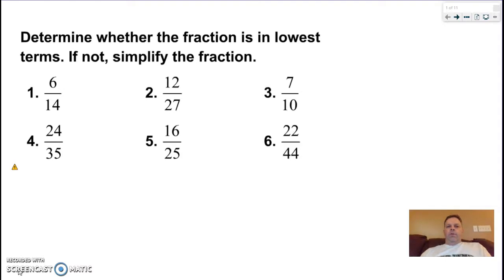Today, we are going to start out with a little warm-up. What I want you to do is to determine whether the fraction is in lowest terms, and if not, simplify the fraction. Please pause the video and allow the students to solve those 6 problems, and please take attendance in PowerSchool.